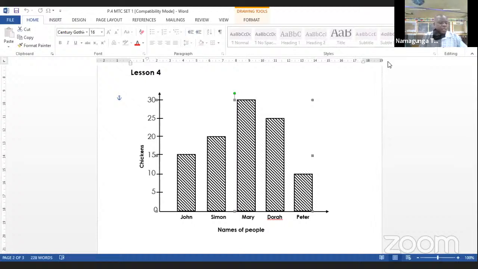Okay. The answer to that question is 70%. Please, learners, those of you who have just joined, we are on set 1 revision exercise, and we are on lesson 3, part B, where we are looking at the bar graphs. Please check there.